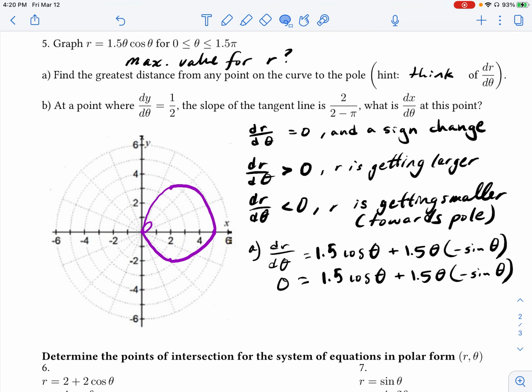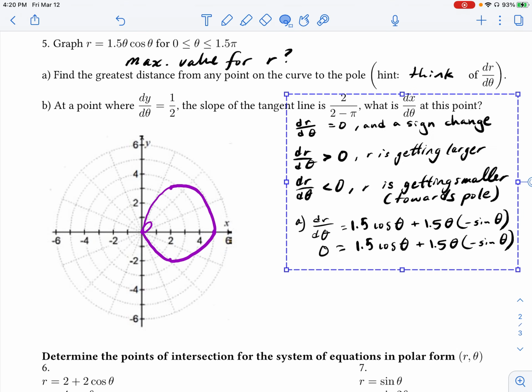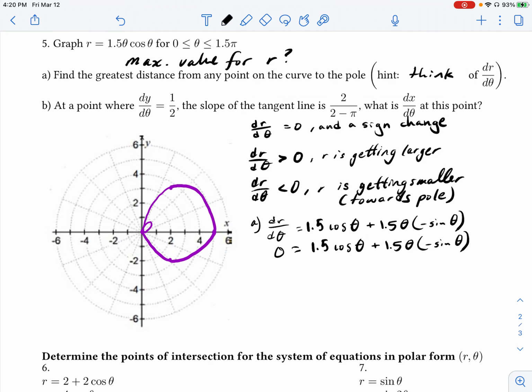And this part we won't need to do by hand. We'll be able to use our calculator. In fact, I want us to practice using our calculator here. So how do we do that?